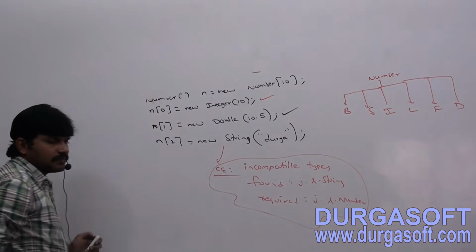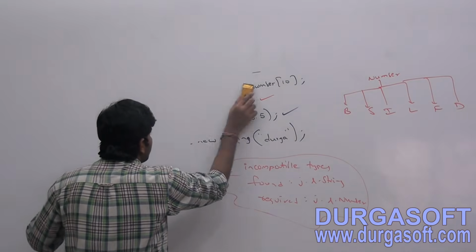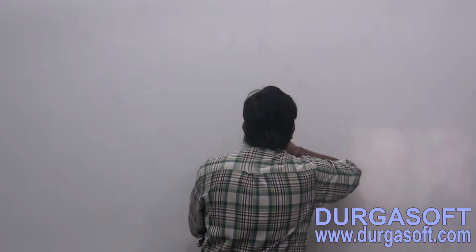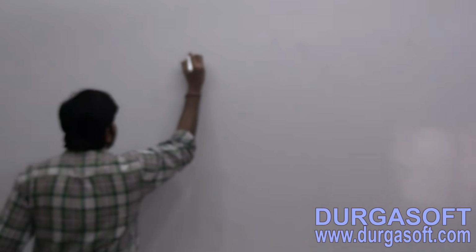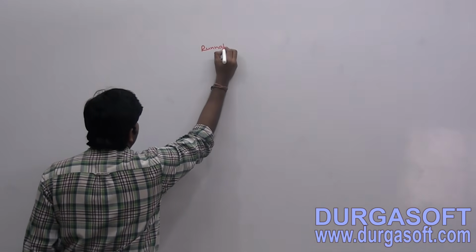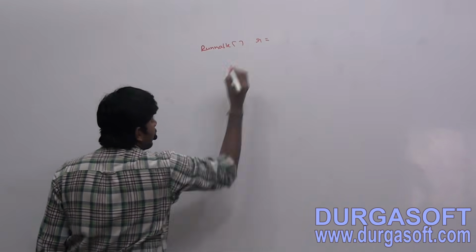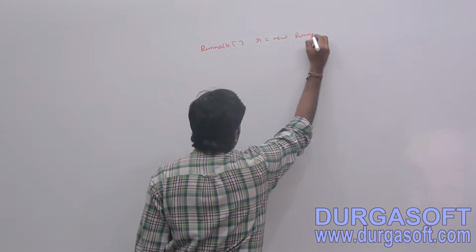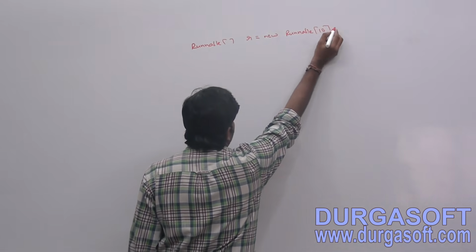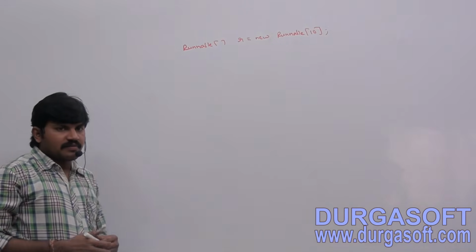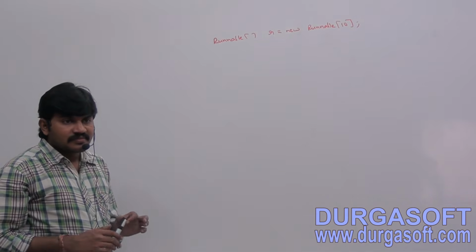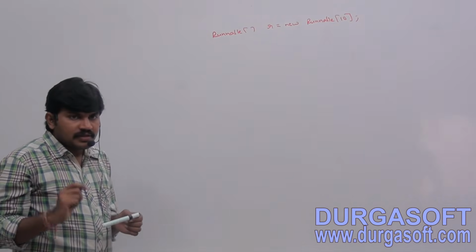Case 3. If it is an interface type array, here just observe. So we have covered number type, its child type. Next, case 3. Is it valid or invalid? Runnable[] r = new Runnable[10], like this I am taking. Is it valid or invalid? That's what you have to identify.